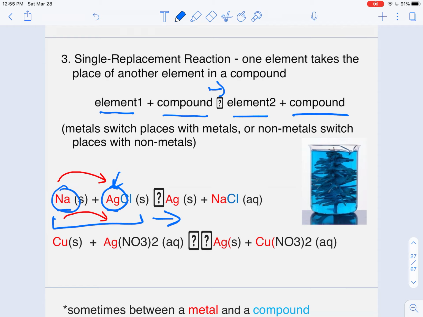It's just like a couple that's dancing, male and female, and the male takes a different female partner for the second dance. So it's just changing spots. So in this case, now sodium has to stand alone because chloride is going to bind with the sodium here. So there we have the element and compound forming a different element and a different compound.